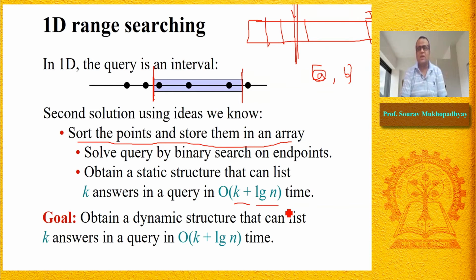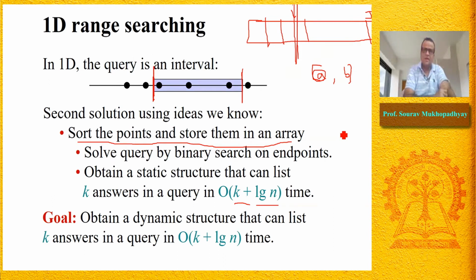And another thing, can you think of this technique, this idea, for 2D, this sorting and then going to binary search? Sir, doing the same thing with either x or y coordinates, and then at the next level searching for the y endpoints.